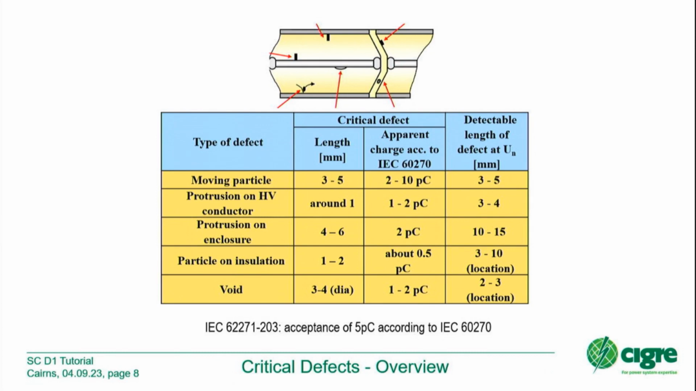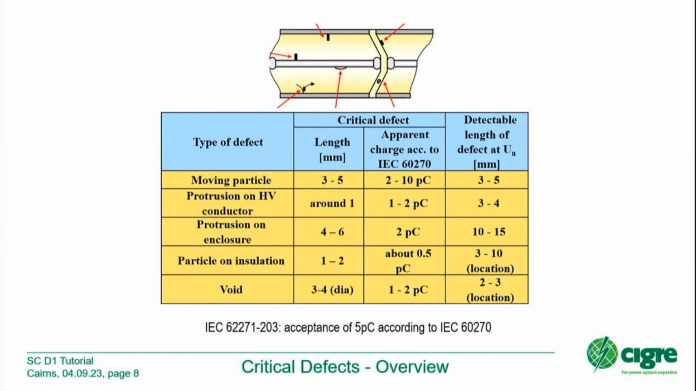If we do a PD measurement according to the standard IEC 60270, such moving particles will give you an apparent charge between 2 and 10 picocoulomb. This can be easily measured in the laboratory, sometimes also on site. And here the detectable length is in the same range as the length of the critical defect.